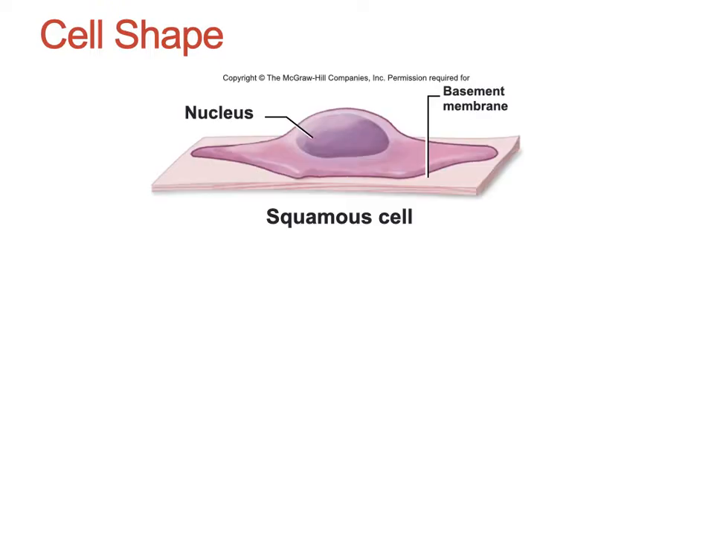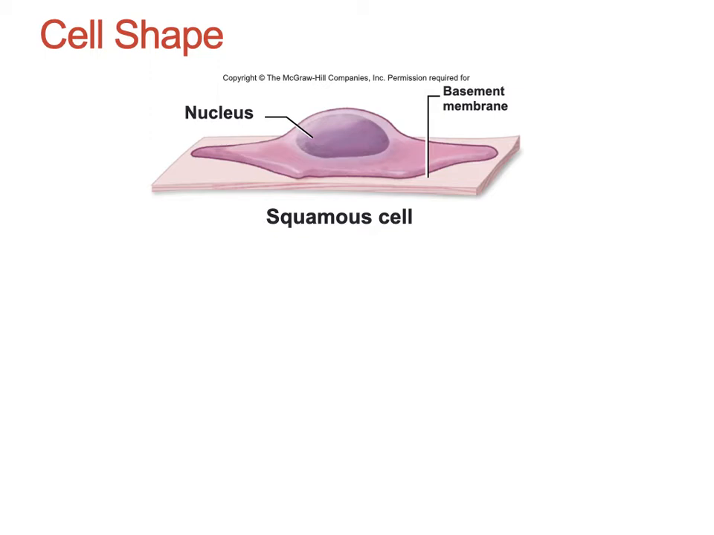So squamous cells have the appearance of thin, kind of flat plates. Their name comes from squama, which is Latin for scale, like a scale on a fish or a snake. The cells in this case are going to fit closely together in tissues, and they'll provide a really smooth, low friction surface over which fluids can move easily.